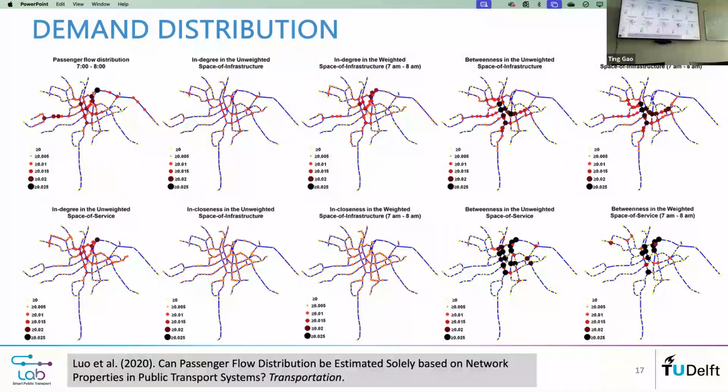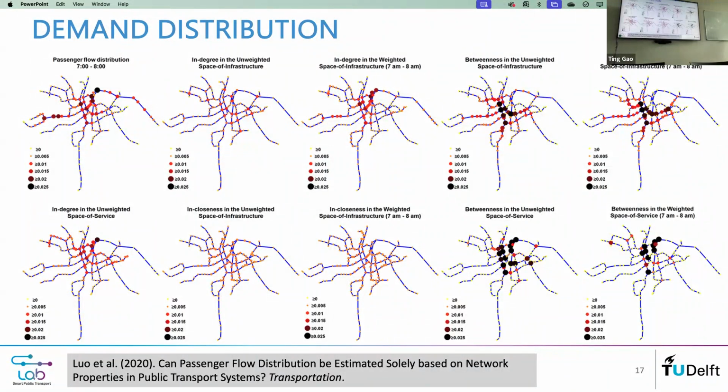So what we did here, without going into all the details, is we looked into correlations between different topological indicators and the distribution of flows that we observe in the networks, for both Amsterdam and The Hague in this case. And what we found is that there is a very high correlation. So in other words, we can explain the vast majority of the variation that we see in flows in the network strictly based on two topological indicators, namely the betweenness centrality in the L space and the P space.